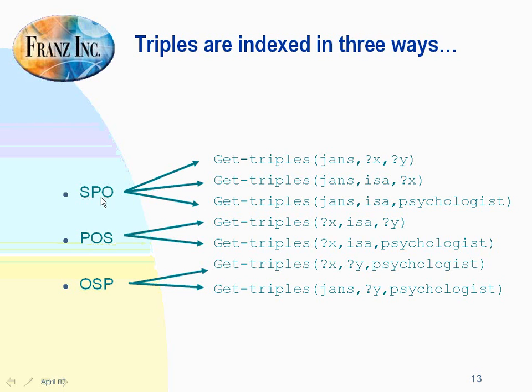So if you want to get a triple out of the triple store, you will specify get triples and say you want all the triples that start with Jans. Then you will do this call, and you can use this index to get this with one disk lookup if it's not in the disk cache.